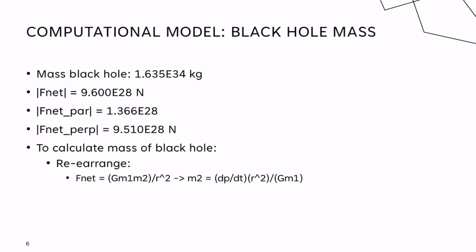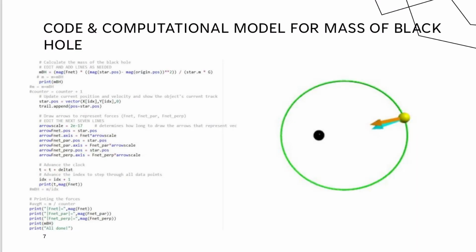So for the computational model for the black hole's mass, I rearranged the F-net formula to solve for m, which is the mass of the black hole, and got a mass of 1.635 times 10 to the 34 kilograms. And then we also have the F-net and then the parallel and perpendicular components. And here we can see the computational model and the lines of code for the mass of the black hole.